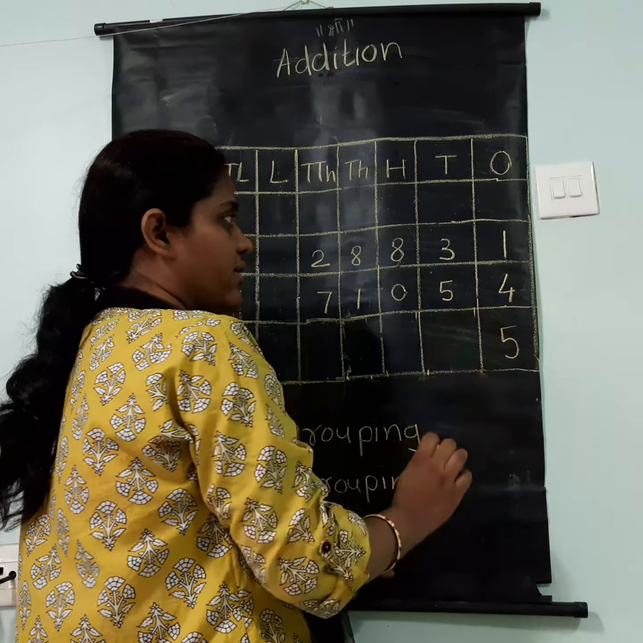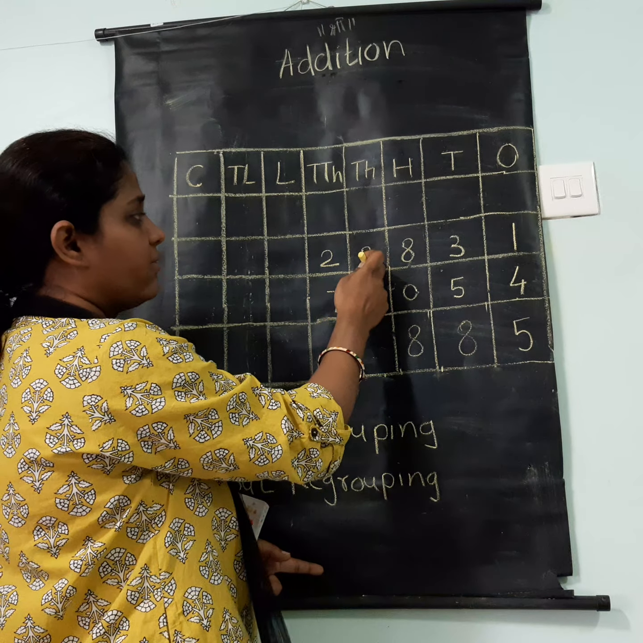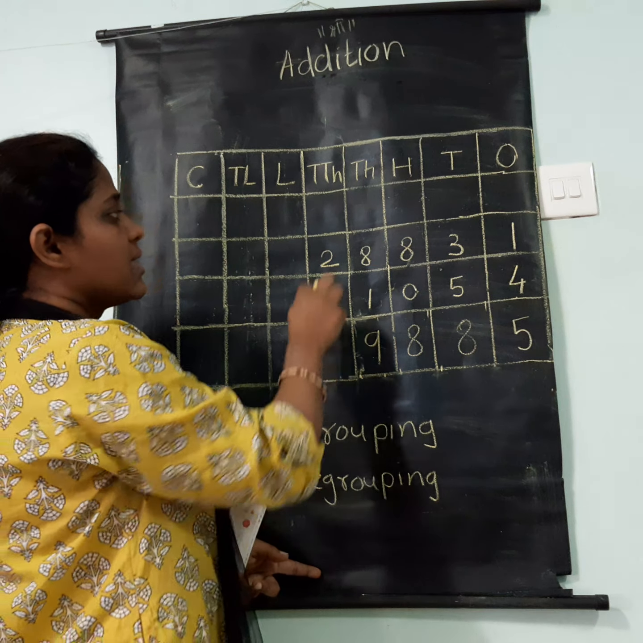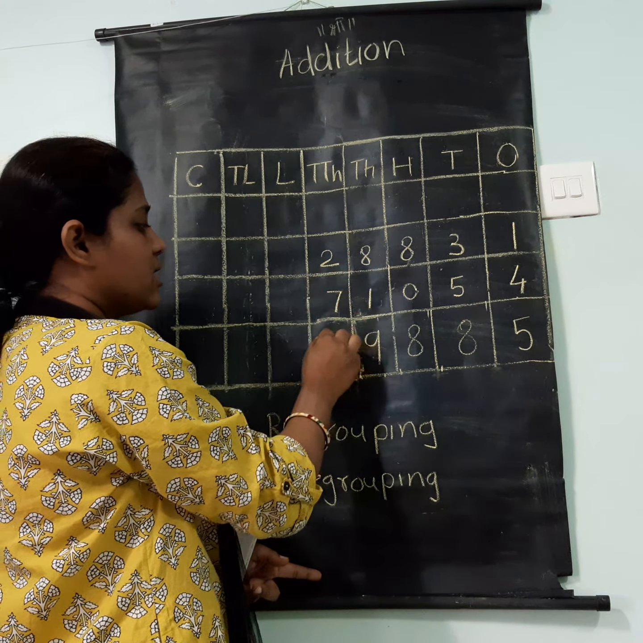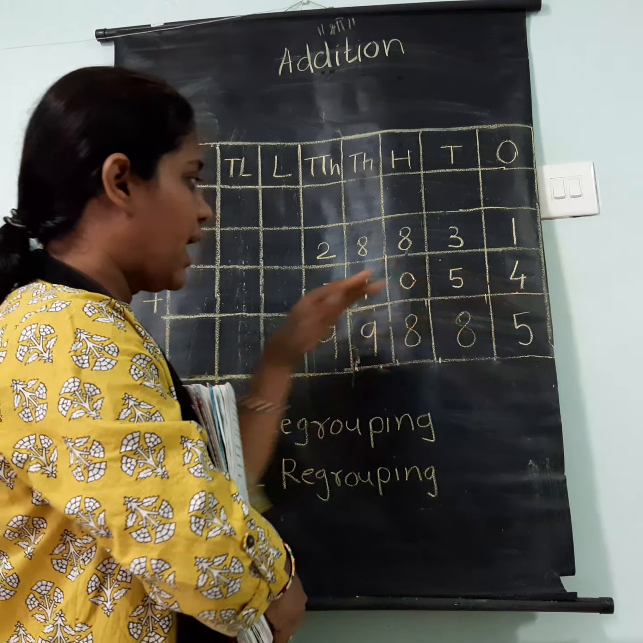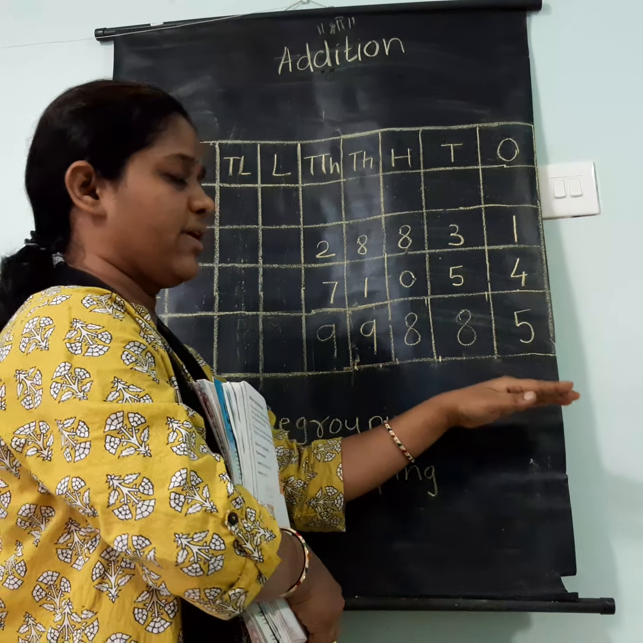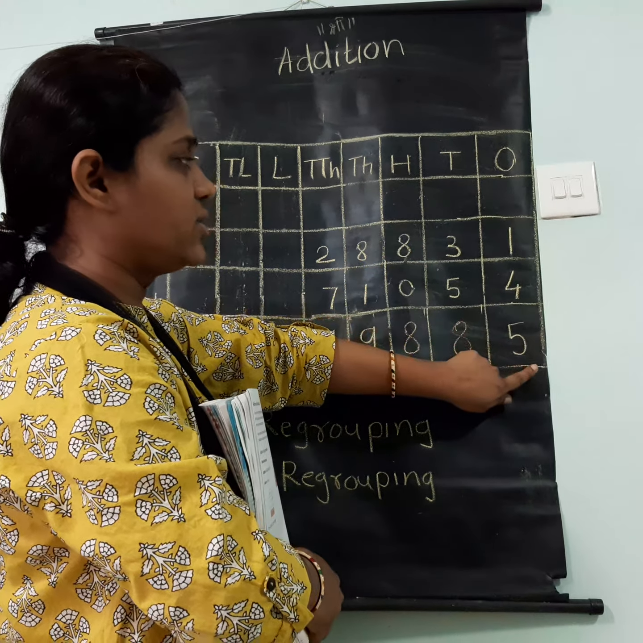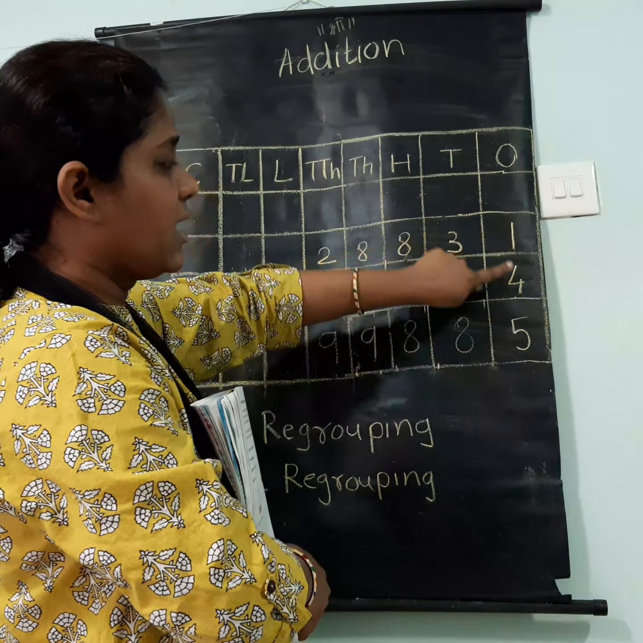Coming to the thousands place, I have 8 here and 1. After adding 8 to 1, I will get 9. Now coming to the 10,000s place, after adding 2 to 7, I will get 9. So after adding 28,831 to 71,054, I will get 99,885. This was very easy, as I got the answer in one digit each time. Here also one digit, here also one digit. So when your answer is one digit, it is very easy.